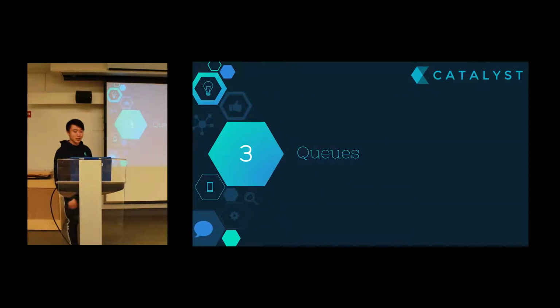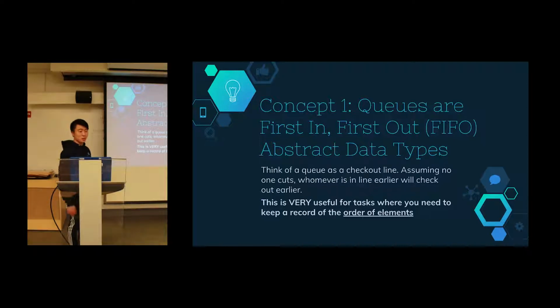The PowerPoint's online. So let's talk a bit more about queues. Queues are sort of the opposite of stacks. Whereas stacks were first in, last out, queues are first in, first out. So it's sort of like a checkout line, right? If you line up first, you're going to get to the cashier first. You're going to get out first. So this is really useful for tasks where you need to keep a straight order of elements. Stacks were reverse order, queue is going forward order.